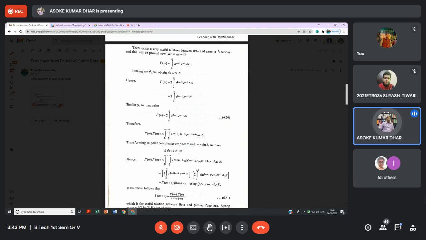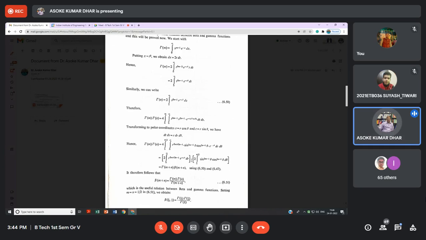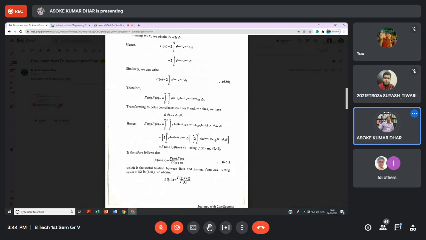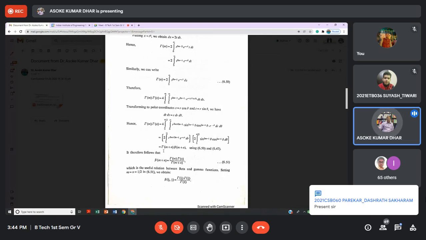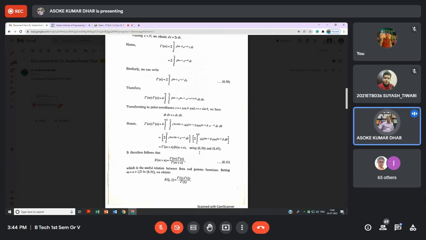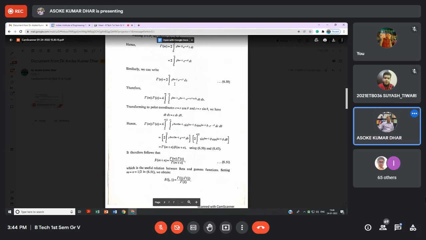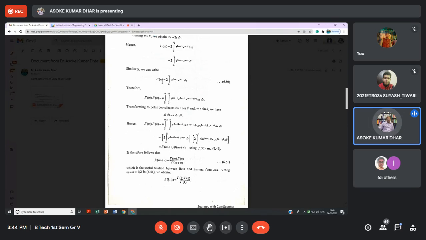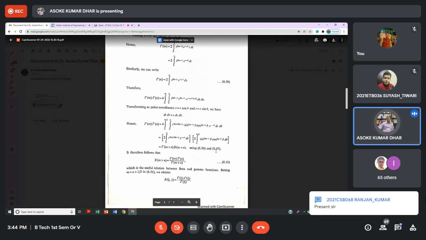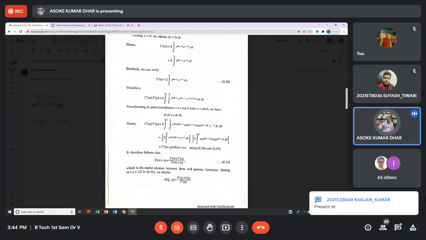So gamma m gamma n is equal to 4 times this by putting s is equal to r cos theta, t is equal to r sin theta. And calculating, simplifying, you will get this value. First value is gamma m plus n. And second value is beta m n using 6.5, 6.47. 6.5, just replacing n by m plus n, so you will get this value. And this comes from 6.47. Ultimately, gamma m gamma n is equal to gamma m plus n beta m n.